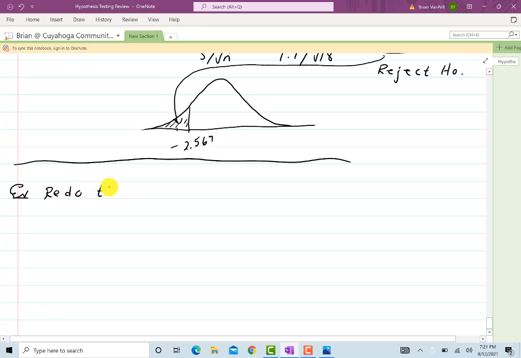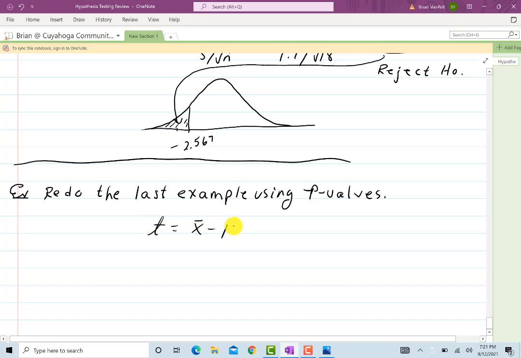Let's redo the last example using p-values. So as before, all you do here is you evaluate t, so that's x bar minus mu all over s divided by the square root of n.